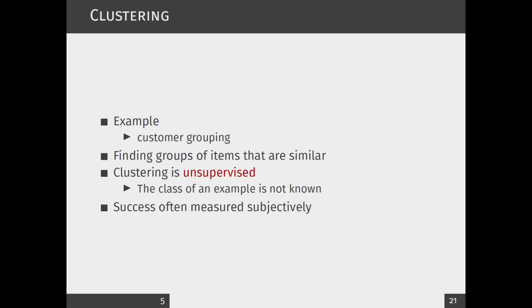In clustering, the example I have already told you is customer groupings. So we can find groups of items in a similar fashion. This is also known as unsupervised because we really don't know what the class value is, or we don't have an attribute as a class here. Therefore, the outcome or the success of this is very subjective. So we can say success is measured subjectively.